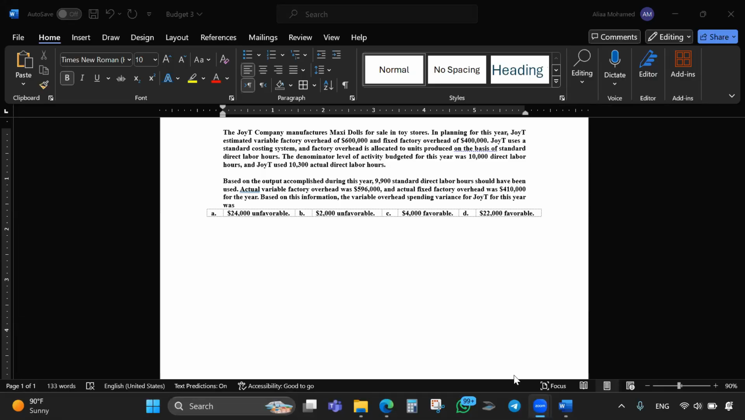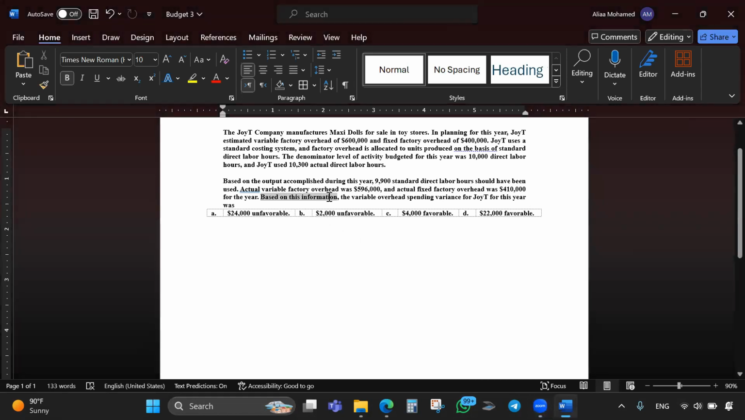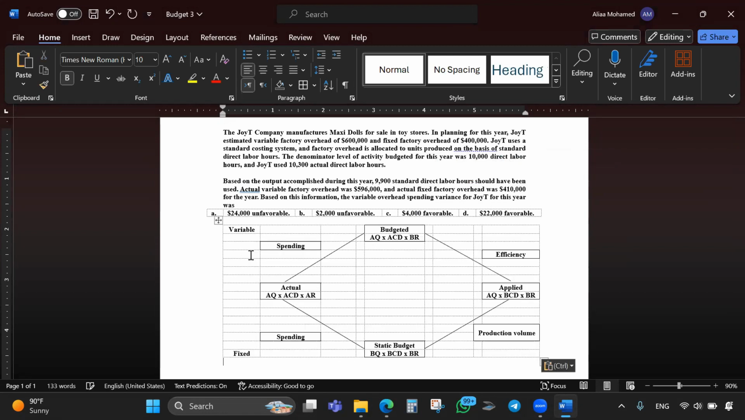One of the most preferable ways to answer those questions is to read the last line in the beginning. Based on this information, the variable overhead spending variance for JoyT for this year was. He is asking for variable overhead spending variance, which can be calculated from the following graph.